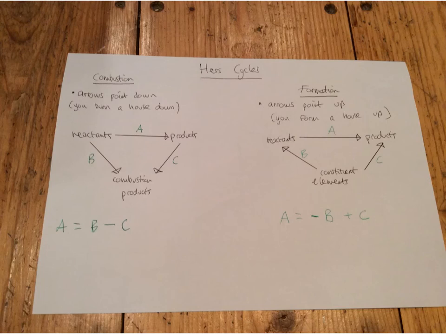There'll be a table with loads of values in. If the title of that table is delta HC, then you're going to find it very difficult to use enthalpies of formation, so you've got to use combustion. If the title is delta HF, then you've got to use enthalpy of formation. So, 5 minutes, off we go.